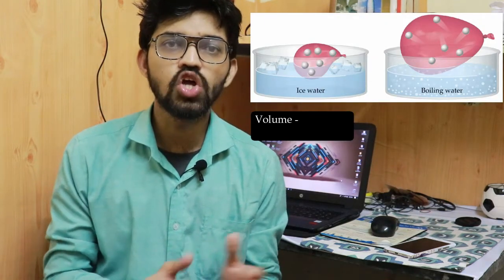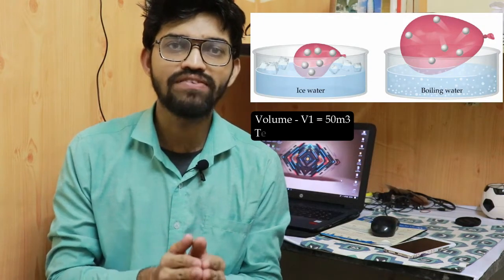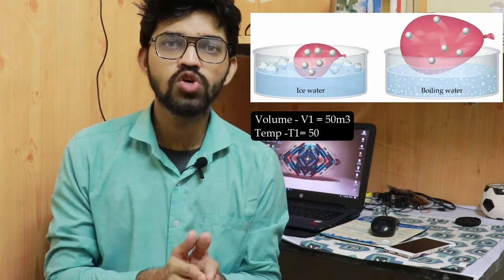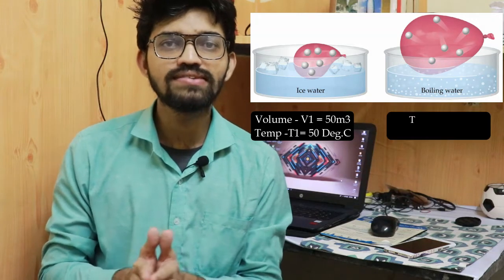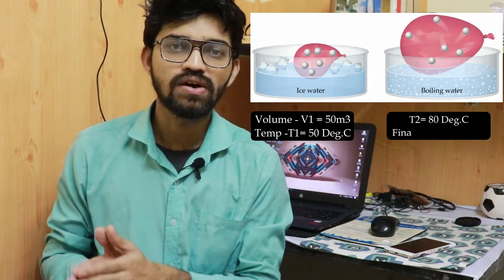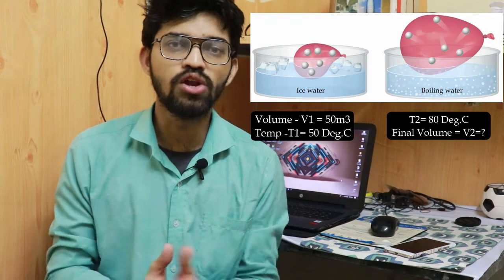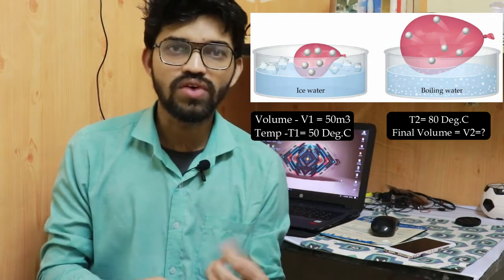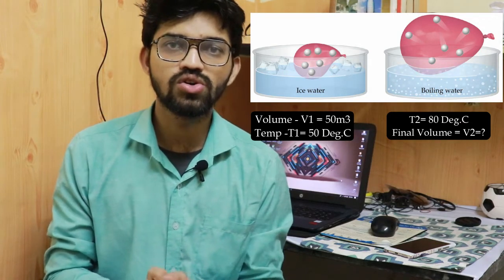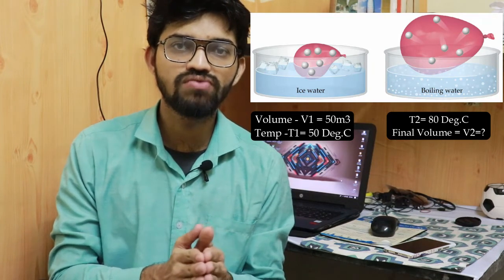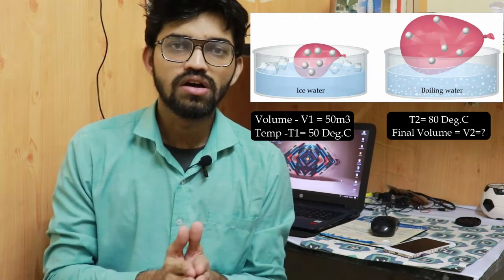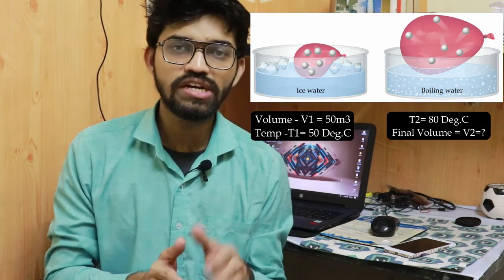So guys, now let's take one example of this Charles's law. Suppose I have a balloon with a volume of 50 meters cube at a temperature of 50 degrees Celsius, and we increase the temperature up to 80 degrees Celsius. What will be the volume inside the balloon? Let's check the variables we have. The initial volume is 50 meters cube. The initial temperature is 50 degrees Celsius.